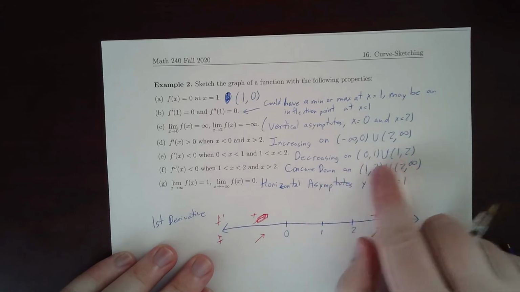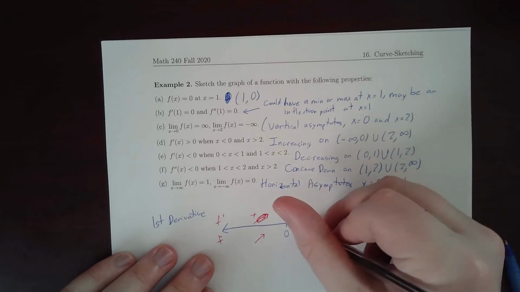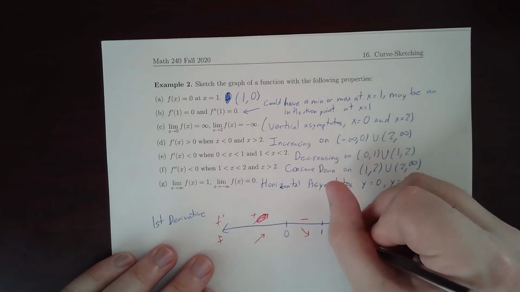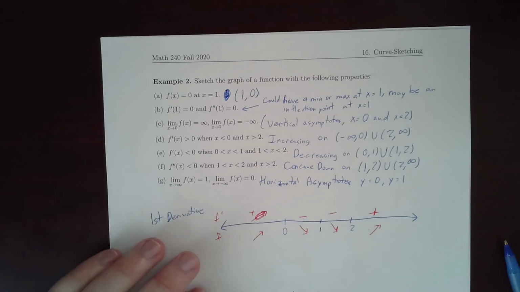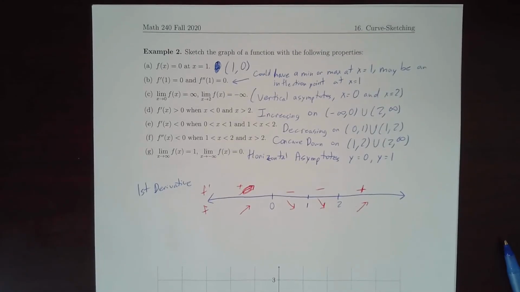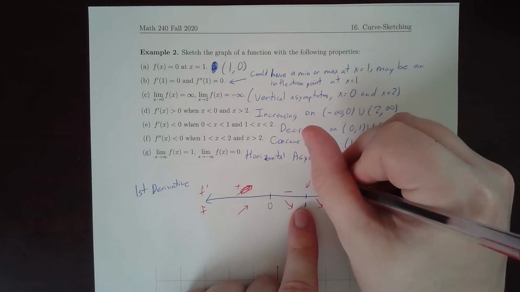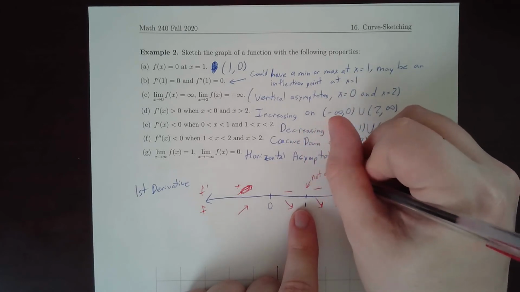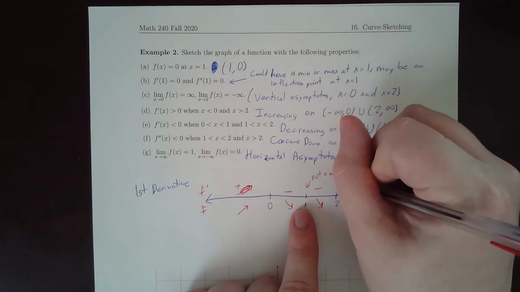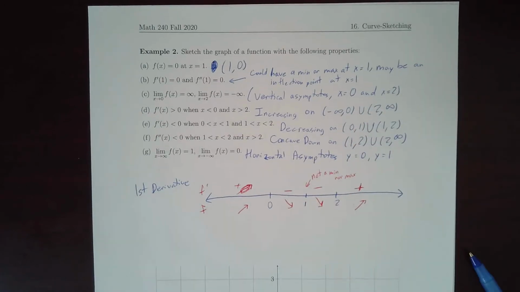We're also decreasing on 0 to 1 and 1 to 2. So we're negative here and negative here, so we're going down, and we're going down again. So we go down, we stop at some point, and we continue to decrease. So this, because of what we know here, is neither a min nor max. It's a contender, but in the end we don't have one.